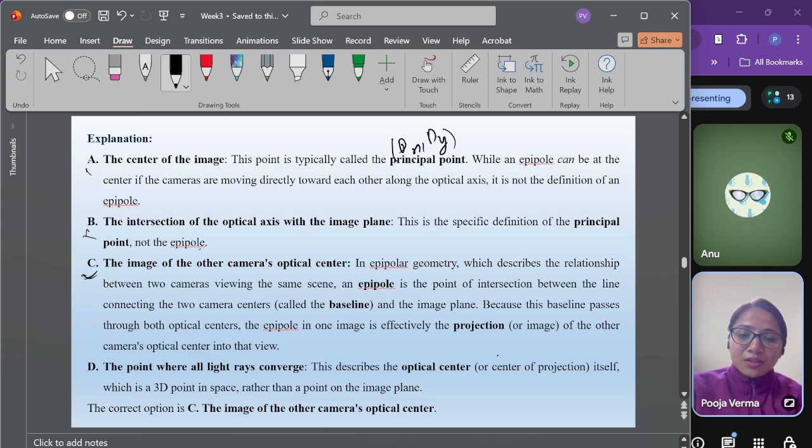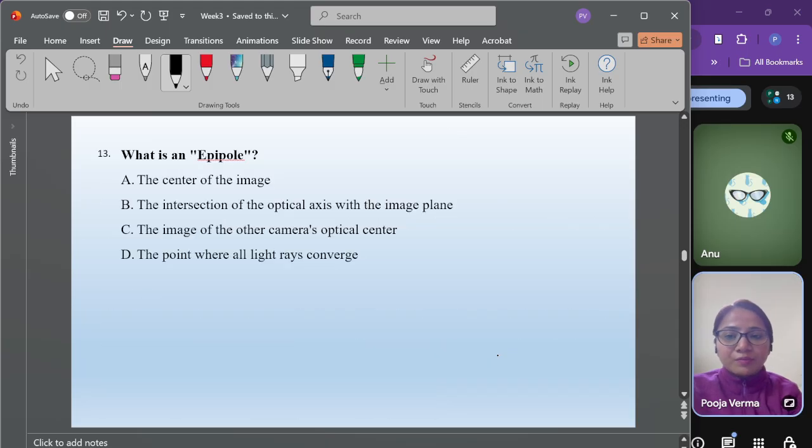And the last one is the point where all light rays converge. This describes the optical center, or center of projection, which is a 3D point in space rather than a point in the image plane. Okay, so the correct option is C, the image of the other camera's optical center. The epipole is the image of the other camera's optical center.